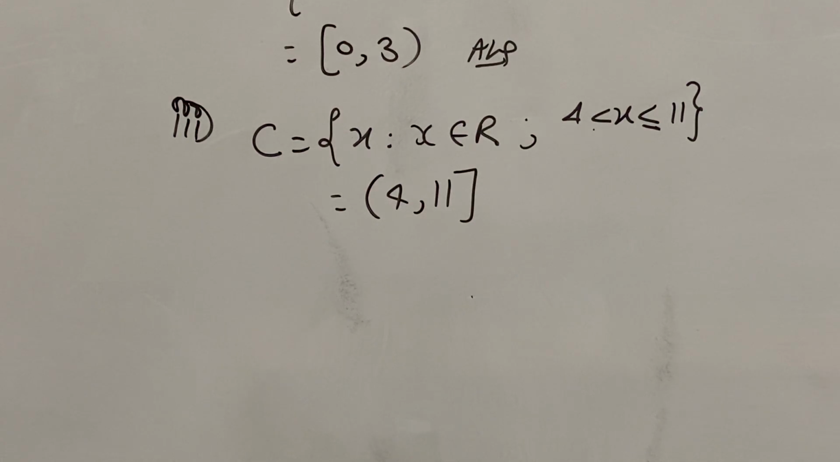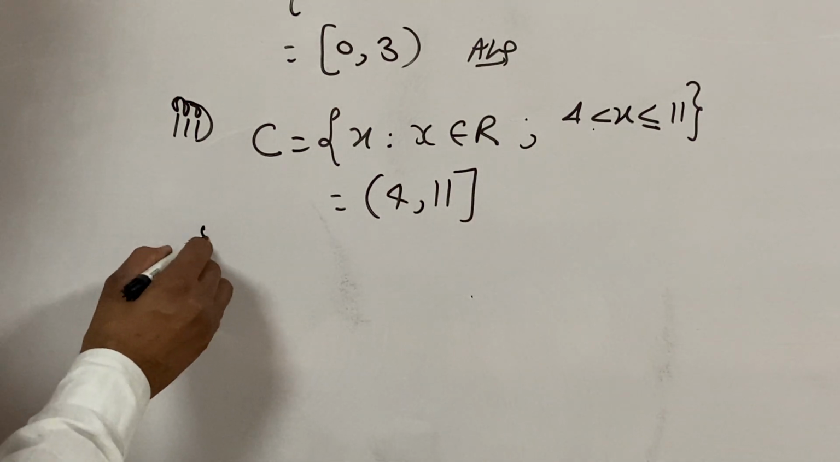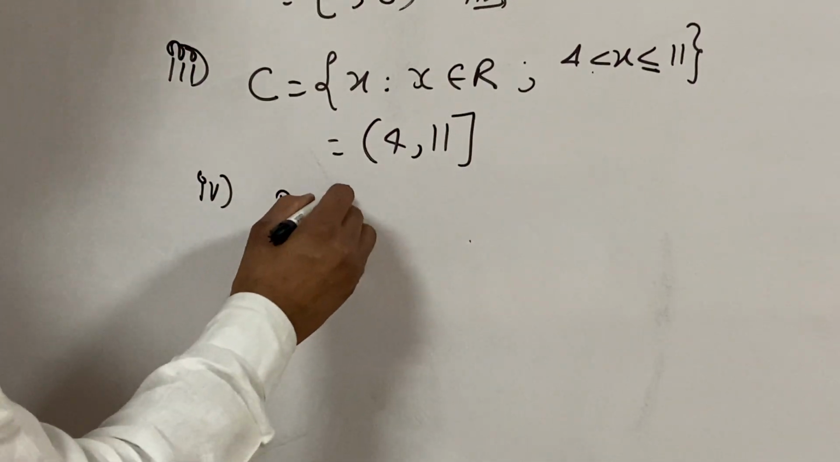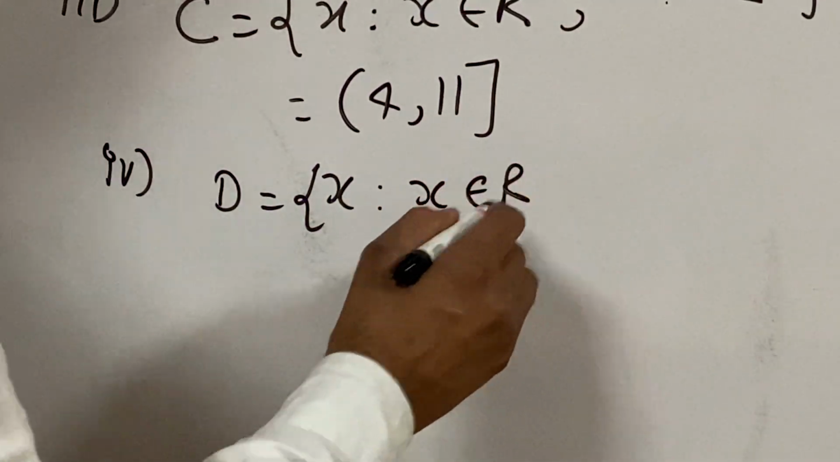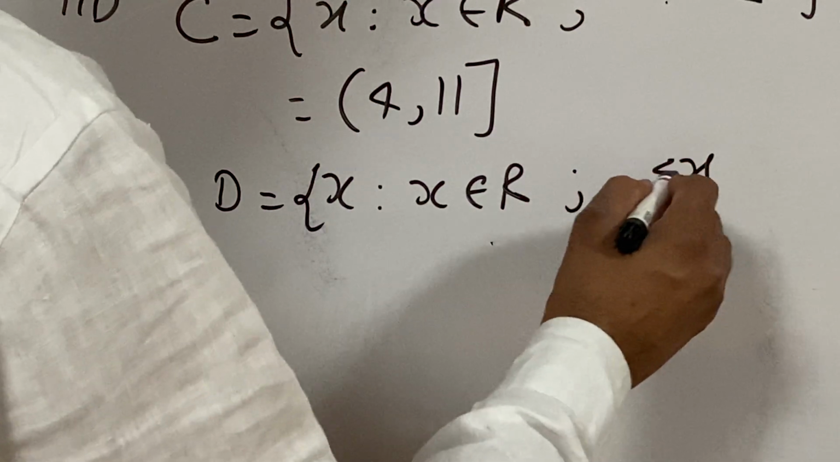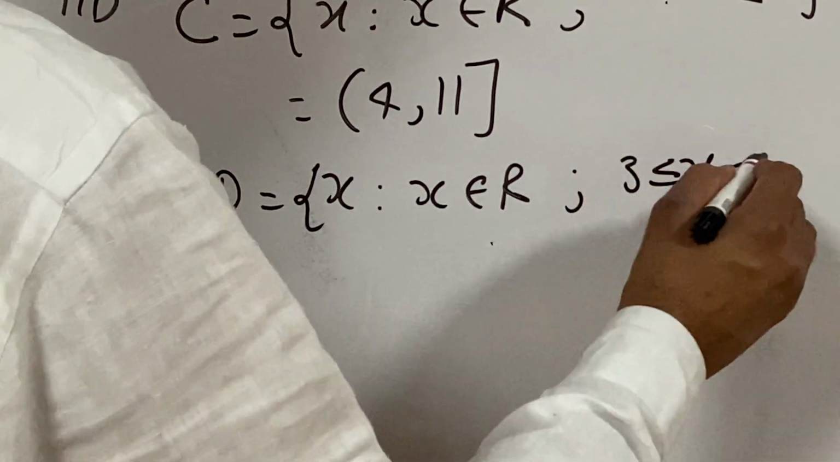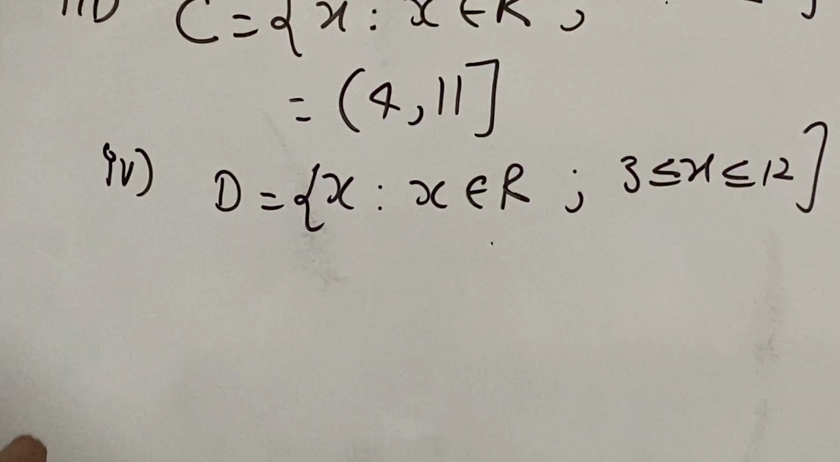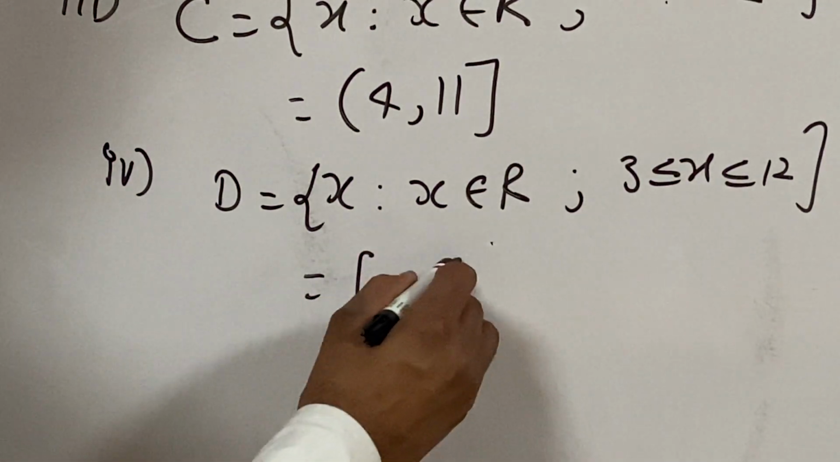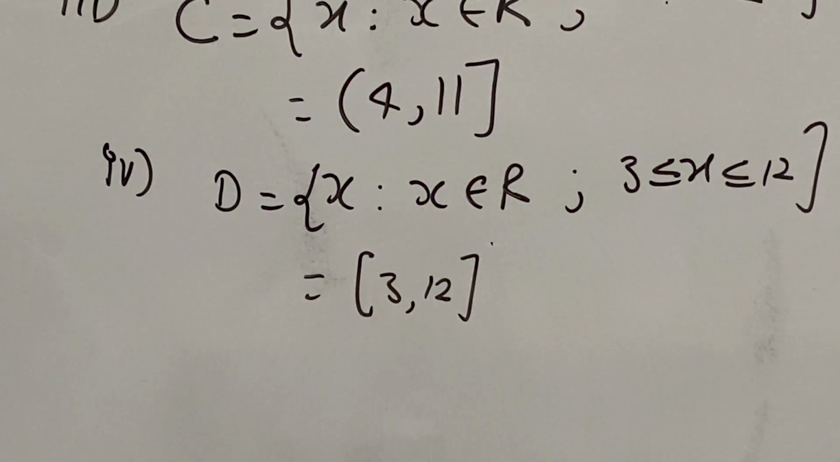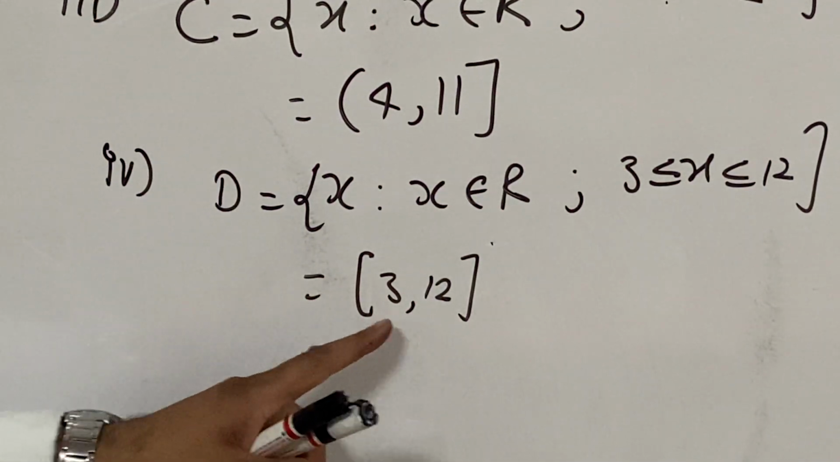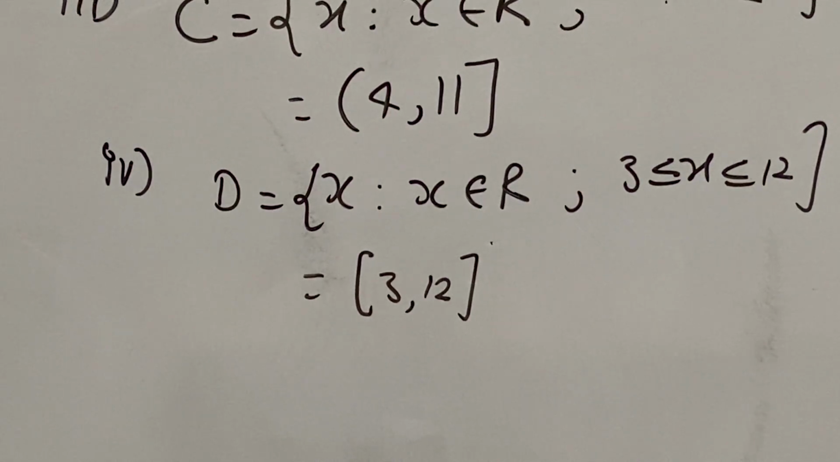Fourth part. D is one of the sets, equal to {x such that x belongs to real and x lies between 3 and 12}. May be equal to 3 and may be equal to 12. It means it lies in the closed interval [3, 12]. It means x may be equal to 3, may be equal to 12, and lies between 3 and 12.